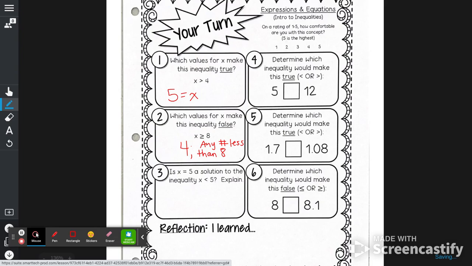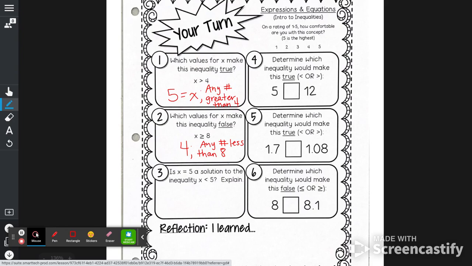Greater than 8. Well, any number though would make it false, right? And up here, this would be your example. We could say any number greater than 4. Yeah. Read your question carefully, okay?